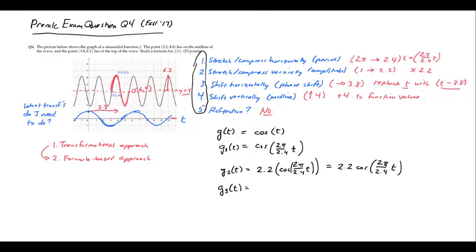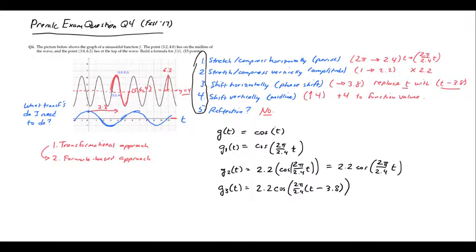I need to perform a phase shift. So I'm going to replace t in my formula. Now there I go again: 2.2 cosine 2 pi over 2.4 (t minus 3.8). Now you may wonder, why minus 3.8 and why in parentheses?